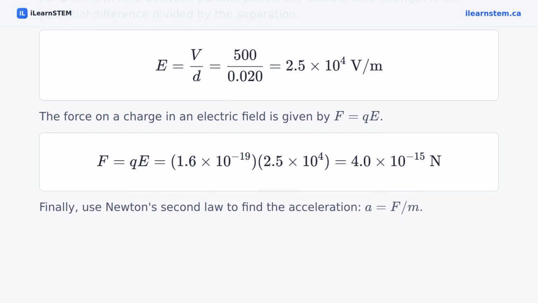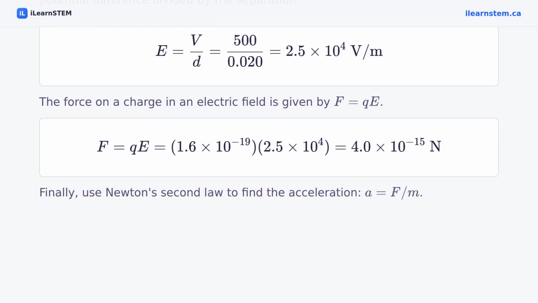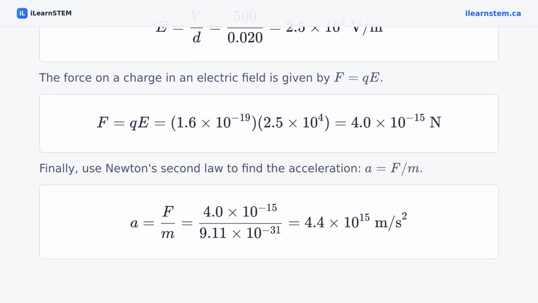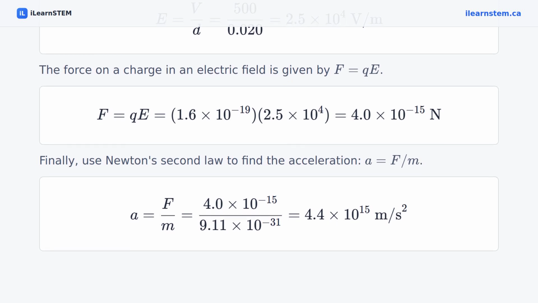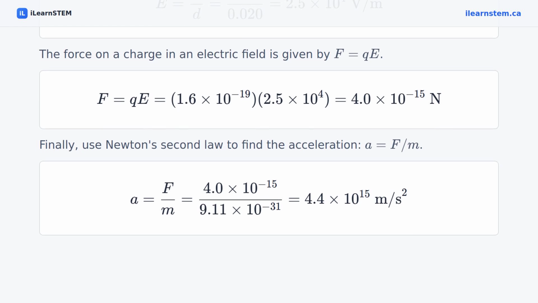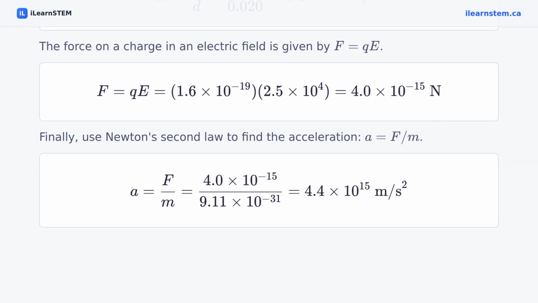Finally, use Newton's second law to find the acceleration. Acceleration equals force divided by mass. So a equals 4.0 times 10 to the minus 15 divided by 9.11 times 10 to the minus 31, which gives 4.4 times 10 to the 15 meters per second squared.